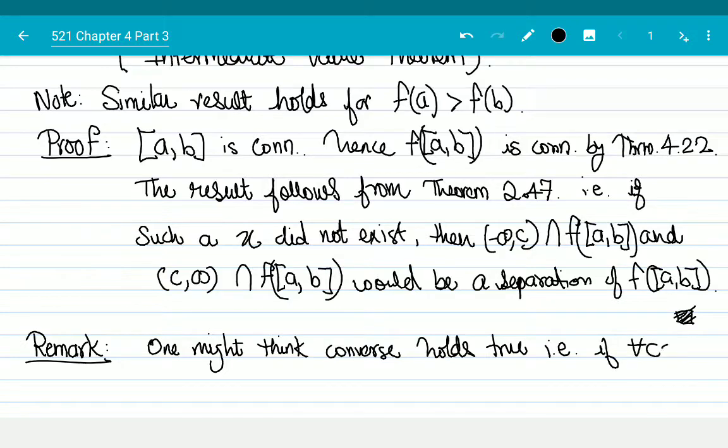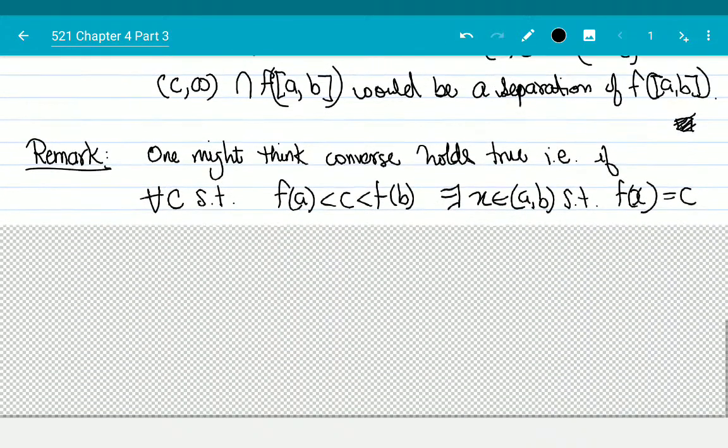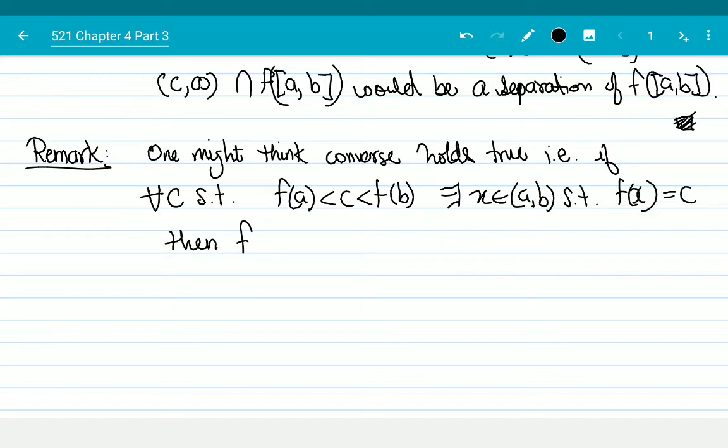If for every C such that A is smaller than C is smaller than f of B, there exists X belonging to AB such that f of X is equal to C, then f is continuous. However, a counterexample is as follows. Counterexample.